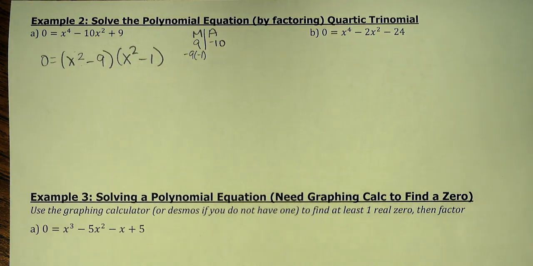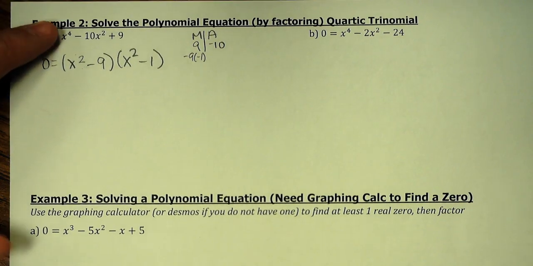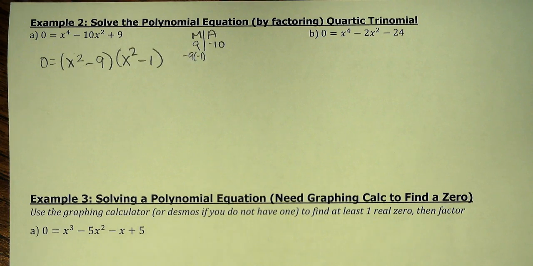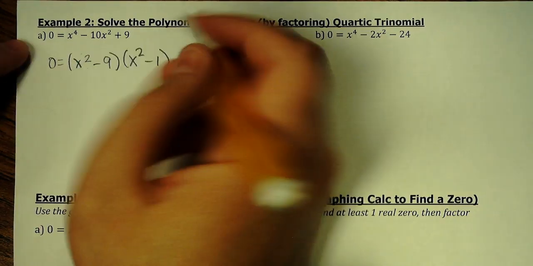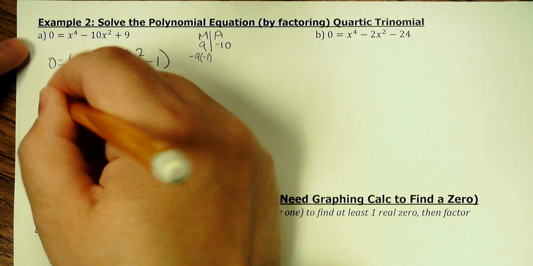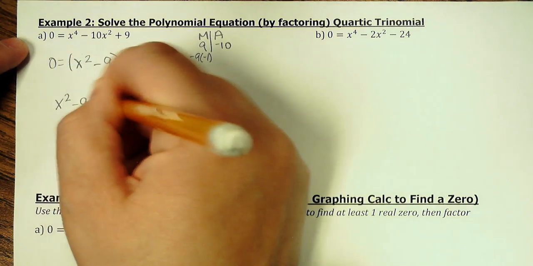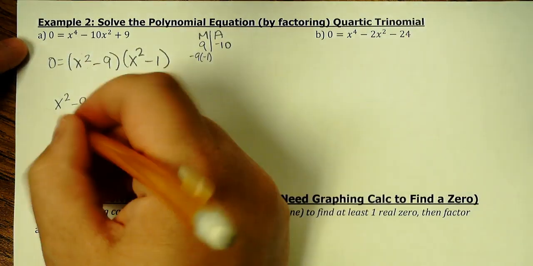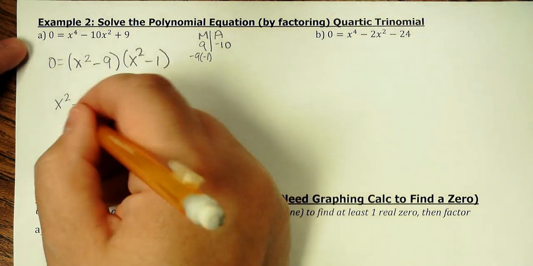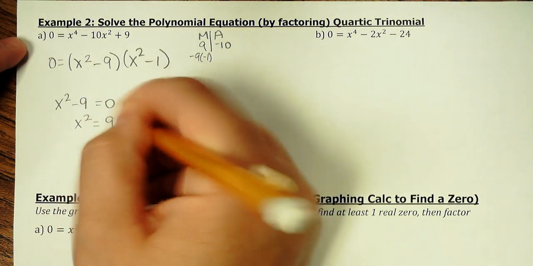The difference between this and the very first set of questions we did is this is an equation. The first set of questions didn't have this equals 0. So from here I actually have to solve this. So two options. You can continue to factor, or you can just take what you have there and set that equal to 0. So if I do x squared minus 9, set that equal to 0, I would add 9.